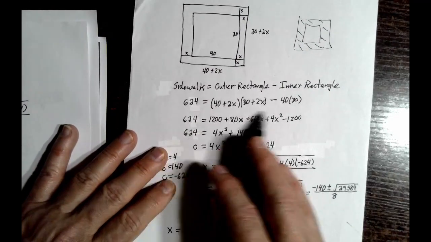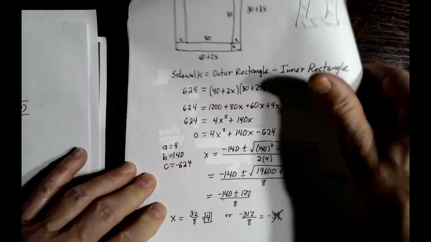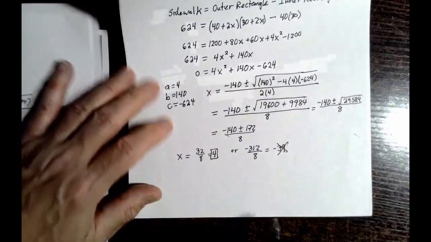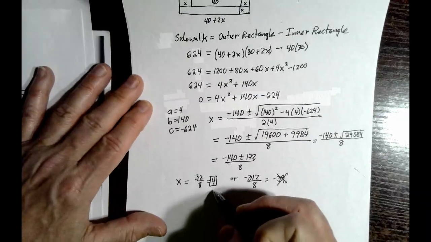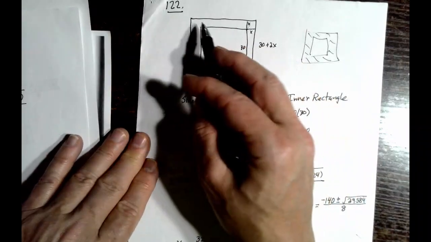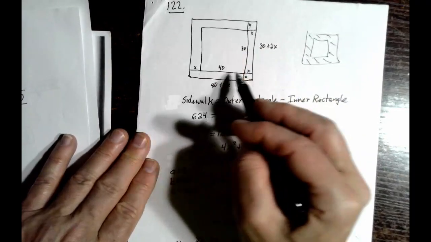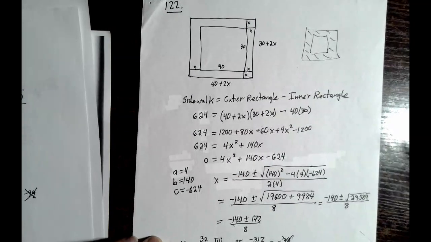And so they're asking you to multiply all this out and throw everything to one side and use quadratic formula, and you find that x is either negative 39, which makes no sense, or x is 4, meaning 4 feet. So you can make a 4-foot wide sidewalk surrounding this garden that's 40 by 30 and be allowed to have enough concrete to do that.